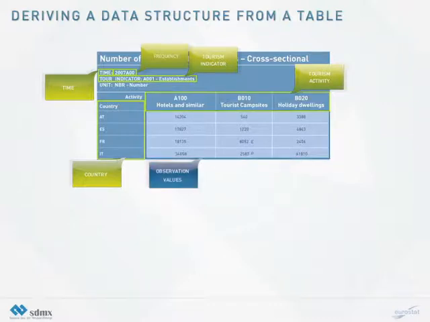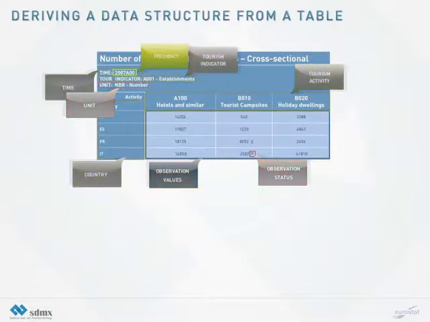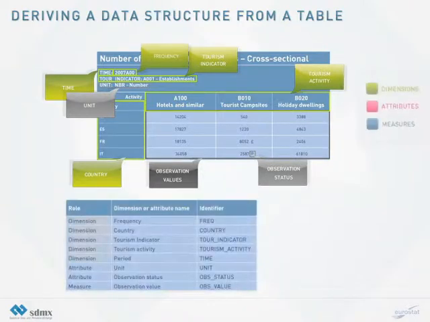observation value, which is the actual single figure, the observation status, defined by footnotes such as estimated or provisional, the unit, identical for all the figures. To summarize, frequency, time period, country, tourism indicator, and tourism activity are required to identify the statistics. They act as dimensions. The observation value, the actual figure, is what we call measure. The observation status and unit further explain the figures as an attribute.